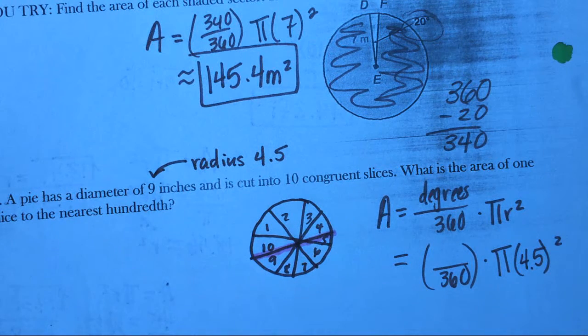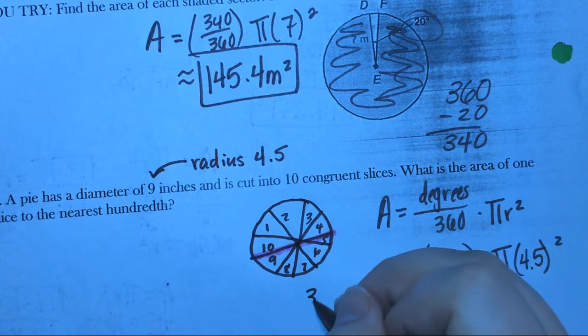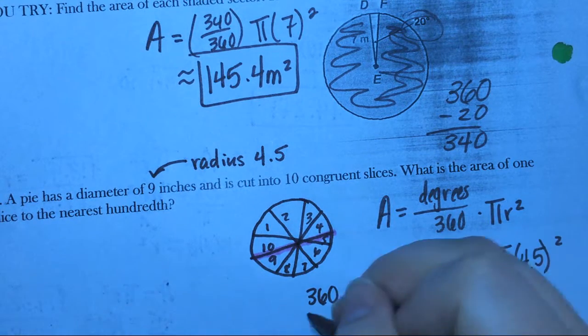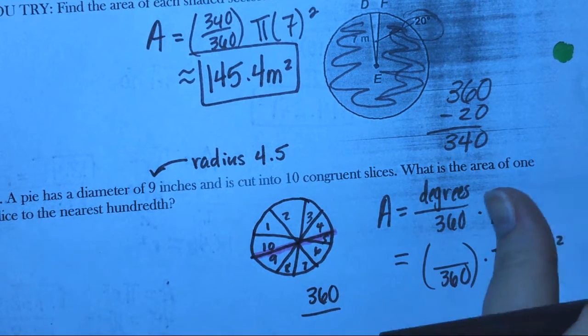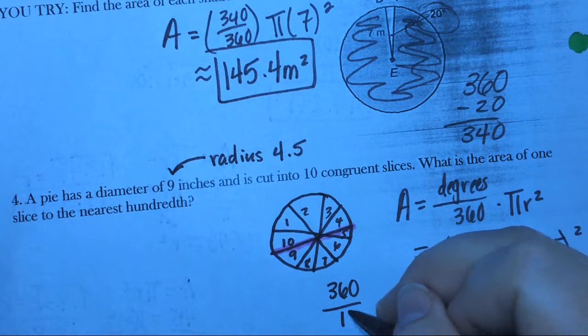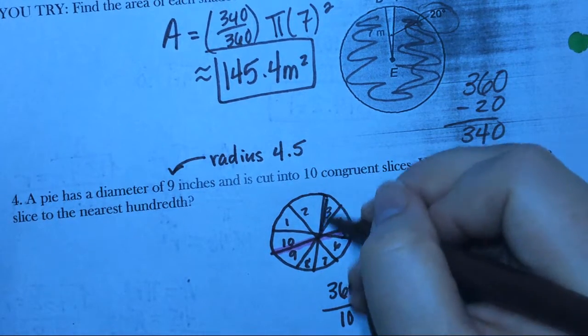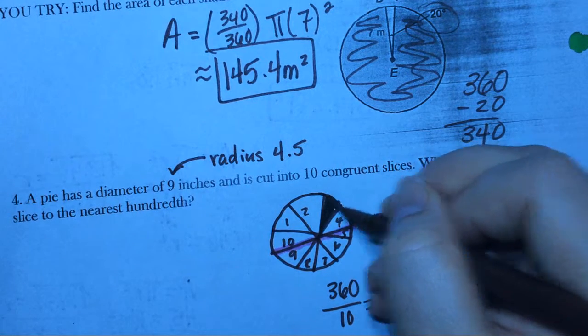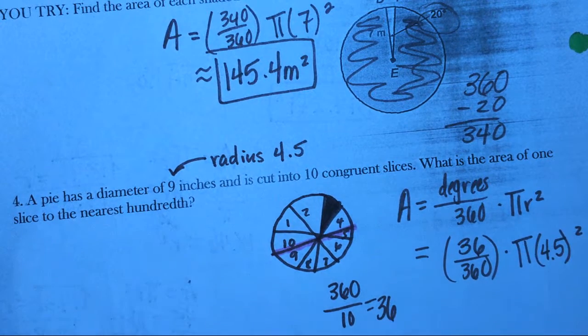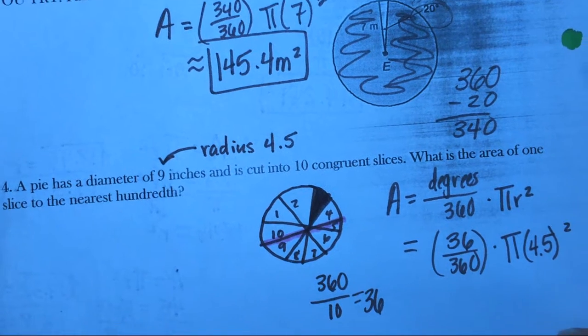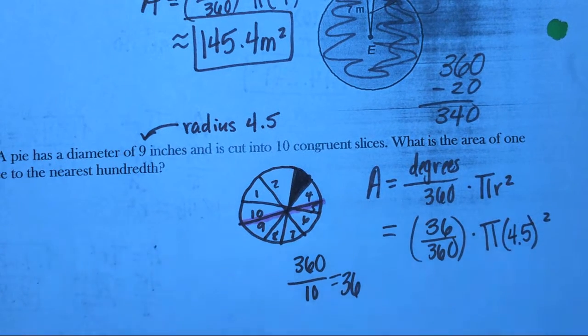Okay, and then the next part is why I drew my picture. Remind me, how many degrees are in a circle? 360. Okay, and if I'm pulling out one slice, how many slices are there total? 10. So what's 360 divided by 10? 36. So that one slice that we're pulling out is 36 degrees. So we need to plug in a 36. When you type that in your calculator, what do you get?